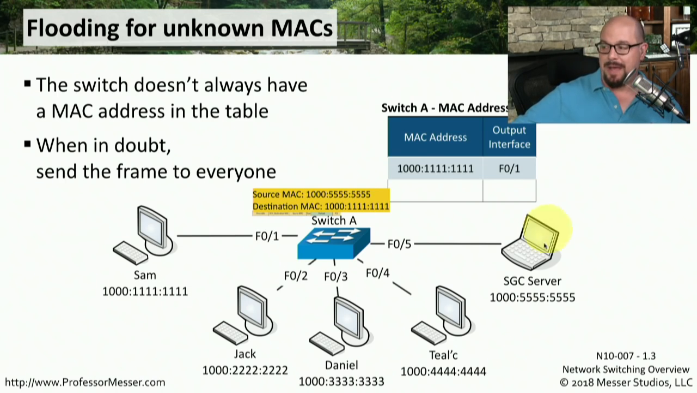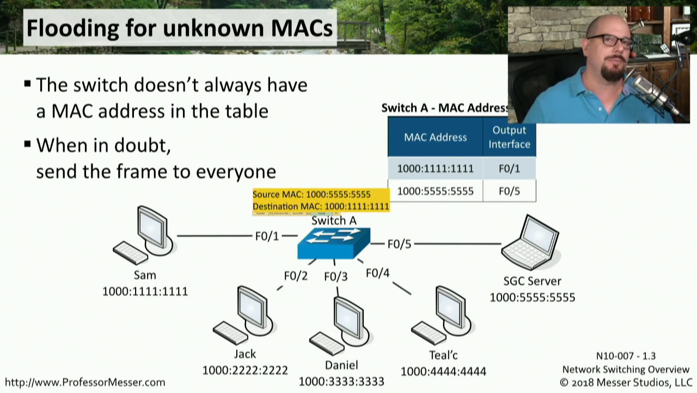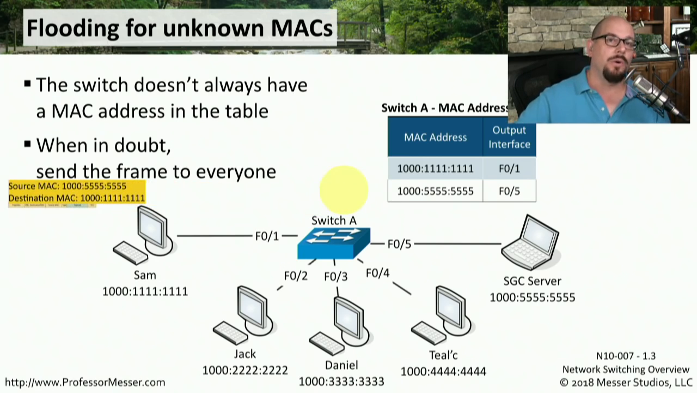And when it answers back, the switch says, oh, there you are, 1,000 and all fives. I had no idea where you were. I was blasting this out to everybody on the network. We were flooding it. Everybody was getting it. But now I can add you to my MAC address table because I know that you just sent me traffic from Fast Ethernet interface 0/5. And now all subsequent communication is going to be directed directly between Sam and the SGC server. We don't have to flood the network any longer because the destination MAC address has been added to the switch. That's the process for those.